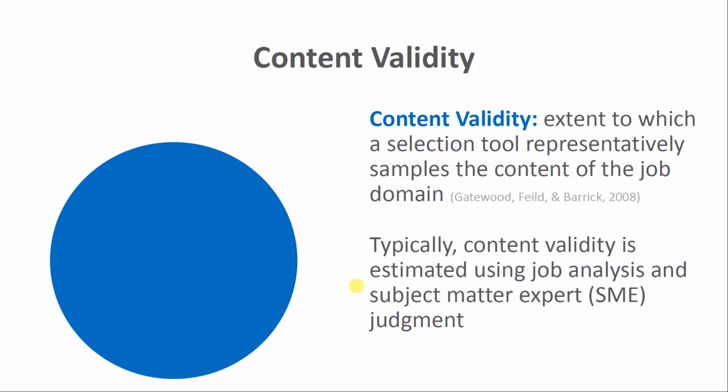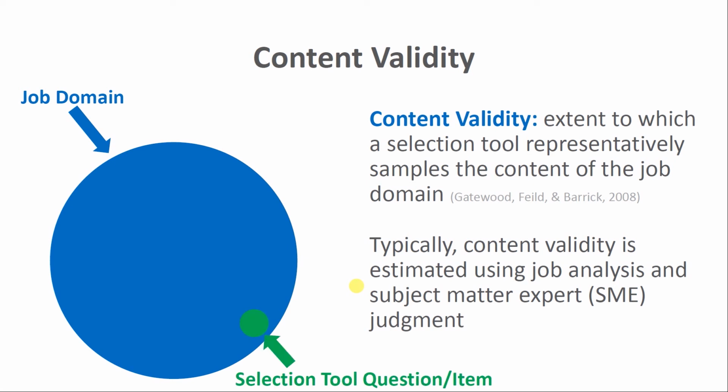Now, you can imagine this blue circle here represents the conceptual job domain. Okay, so let's imagine through a job analysis, we determined that this conceptual job domain consists of all the knowledge, skills, abilities, and other characteristics or KSAOs that are required to do that job. In other words, the human attributes that are required to do that job, as well as the tasks, duties, and responsibilities or the work that is required as part of that job.